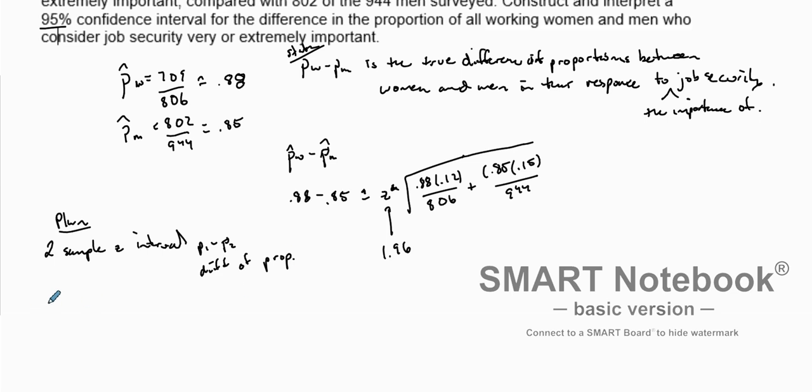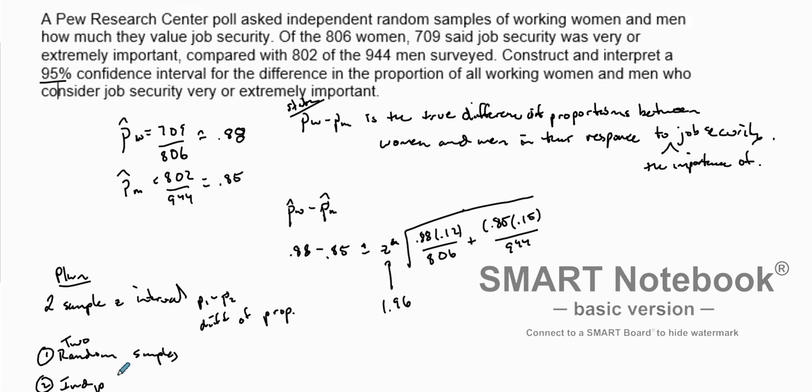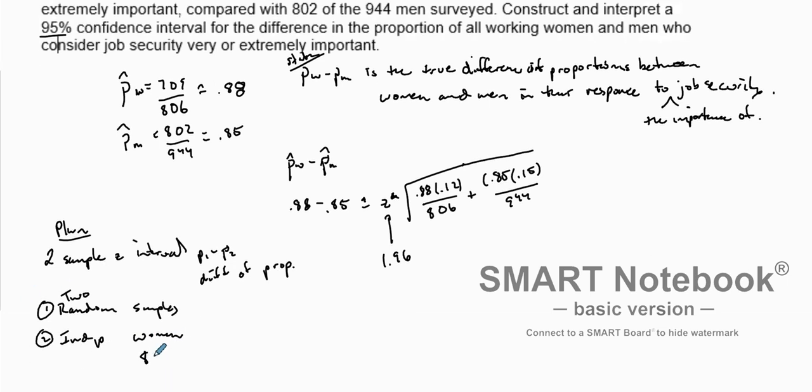Now, in order to do this, we have to make sure that we have random samples, and each one was a random sample, so 2 random samples. We also want to check for independence for each one of these. If we take the men and women surveyed, and if we just say women, they took 806. Is that going to be less than 10% of all women? I think that would be true, at least for working women.